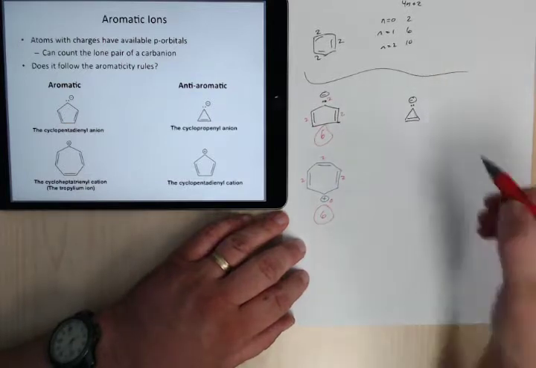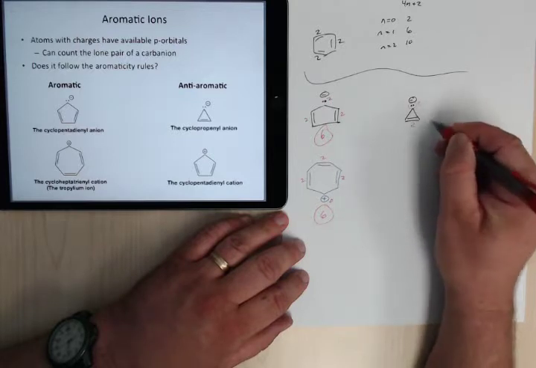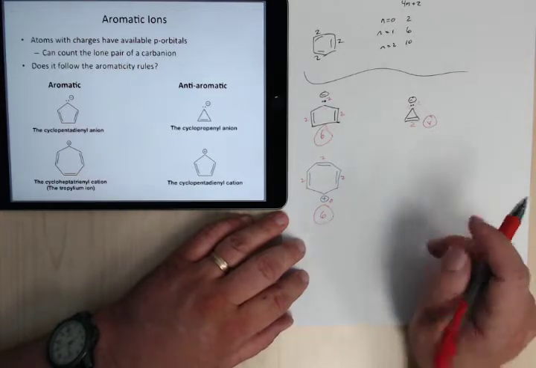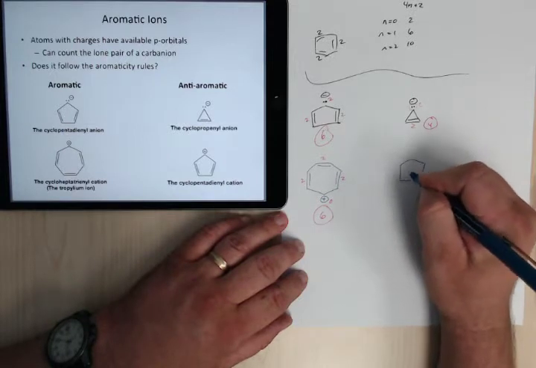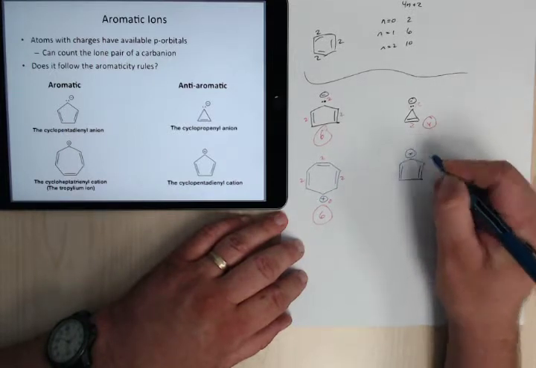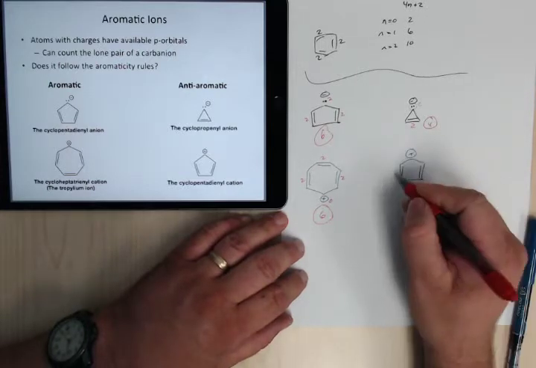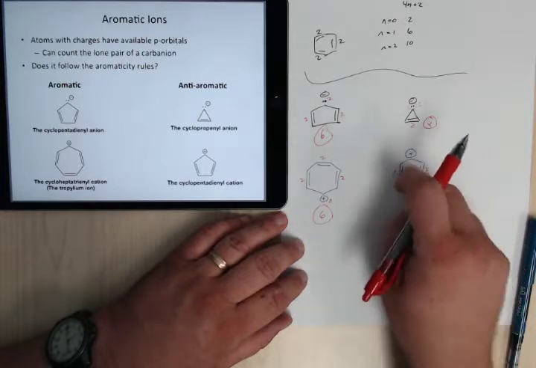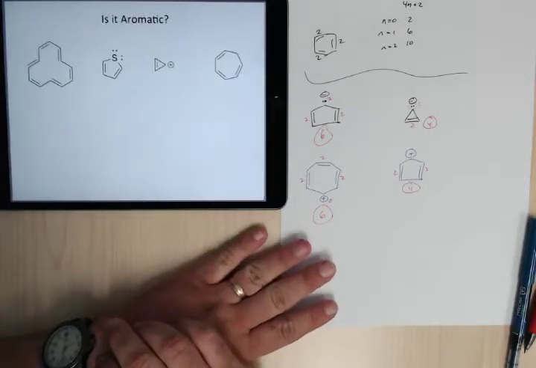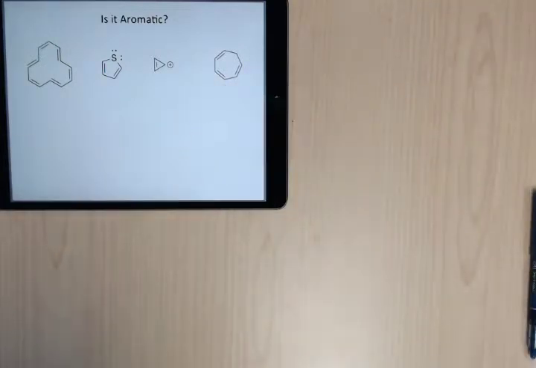right? This is on a carbon, so you have to count it. So 2, 2. So this ends up being 4. So that's anti-aromatic. Same thing with this one. There are no lone pairs here, so it's 2, 2, nothing here. So 4. So this is anti-aromatic. Okay. So here's a question: is it aromatic?